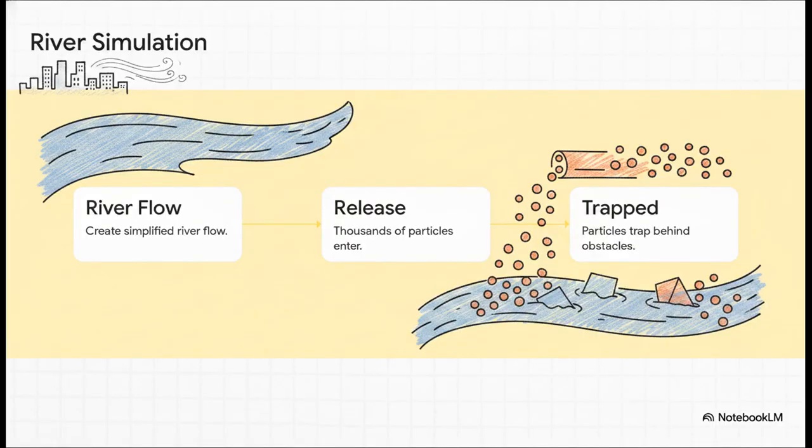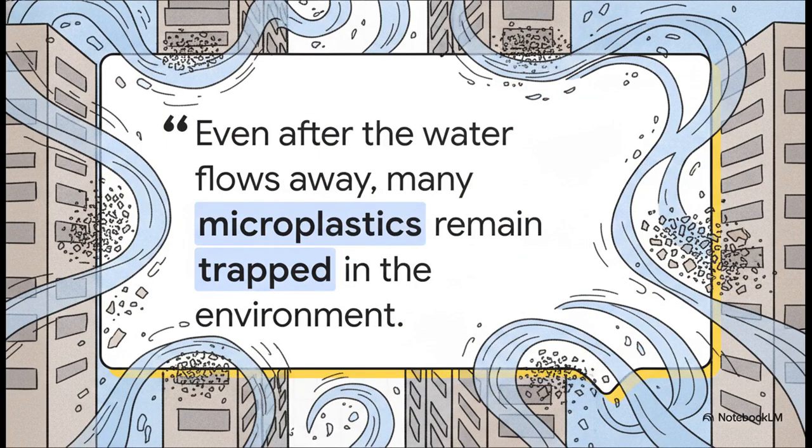Well, when engineers run a Python simulation of this, the results are pretty startling. Step 1, they create a simplified river flow. Step 2, they release thousands of particles. And step 3, they find that instead of washing away, many of these particles actually get trapped in the slow-moving regions directly behind the physical obstacles in the water. As the researchers note, even after the water flows away, many microplastics remain trapped in the environment. Fluids, whether we're talking about water or air, react to obstacles by leaving pollutants trapped in these dead zones right behind them, even while the main powerful current keeps on moving.